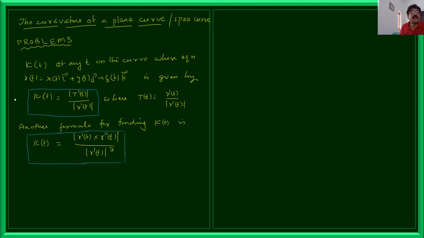So there are two methods for finding kappa t. You can find the unit tangent vector and then find kappa t, or directly from the vector equation of the curve r(t), we can find kappa t as modulus of r dash t cross r double dash t divided by modulus of r dash t cubed. So whichever is convenient, you can use that formula. So let us take a problem. You have to find the curvature of a space curve. It is given as problem 1.